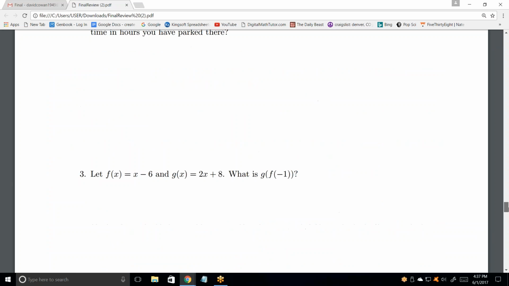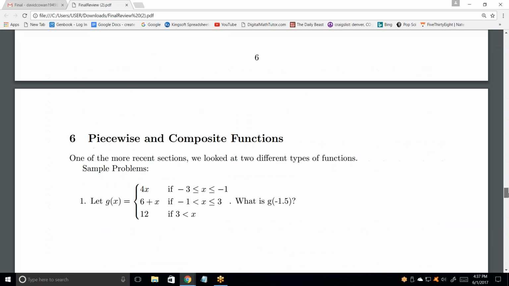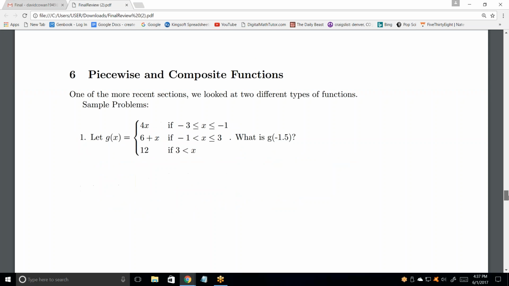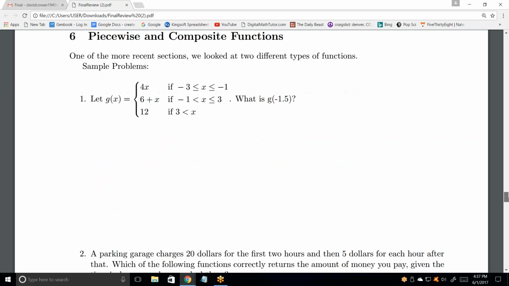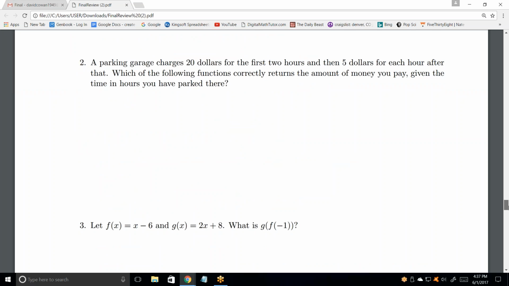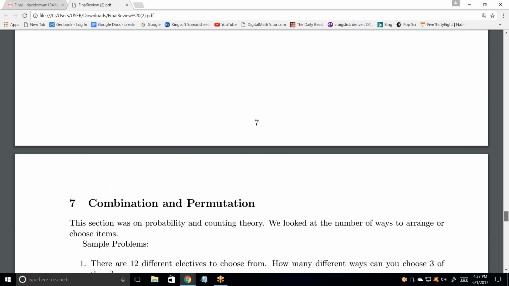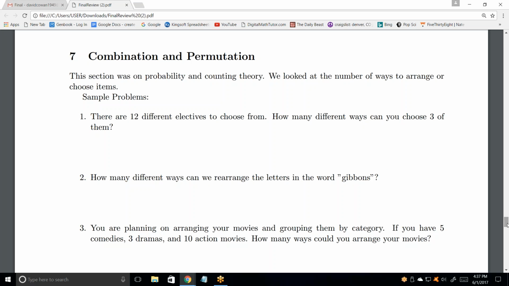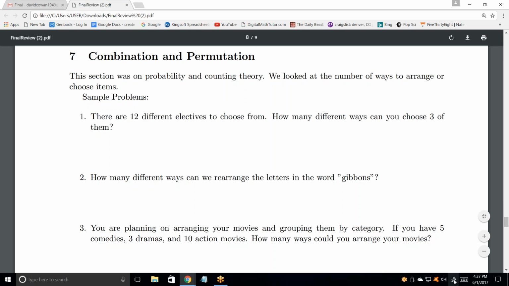Well, they don't give you many problems on these. That was supposed to be piecewise and composite functions. We got one question on piecewise and one question on composite, and I'm not sure what question 2 was. That was just an algebra word problem, I guess. Yeah, they don't give you a lot of stuff.